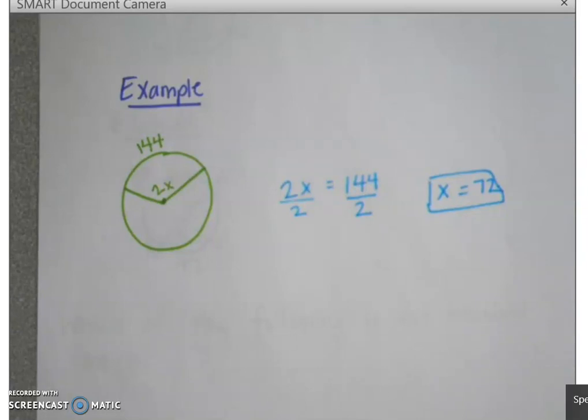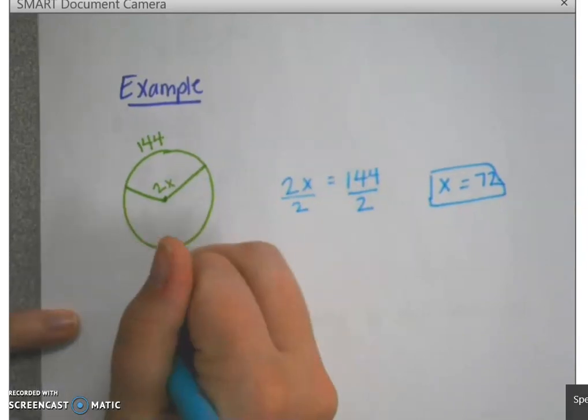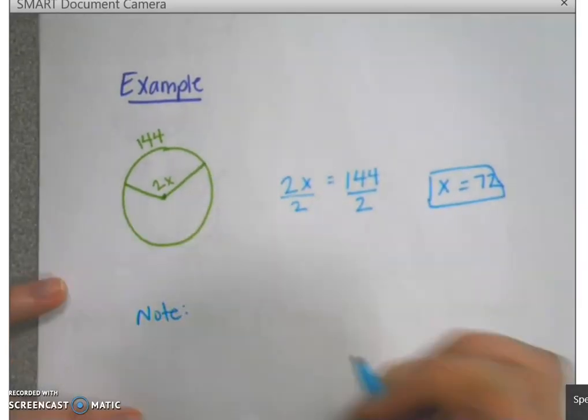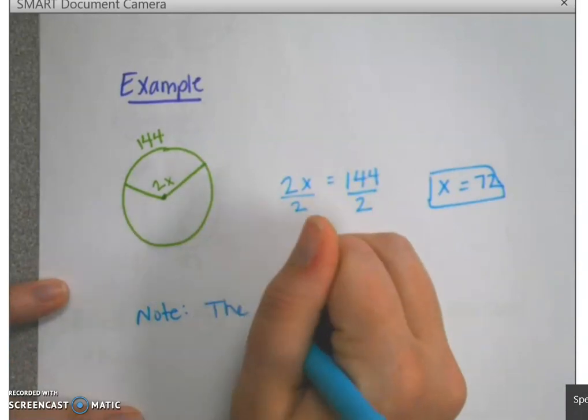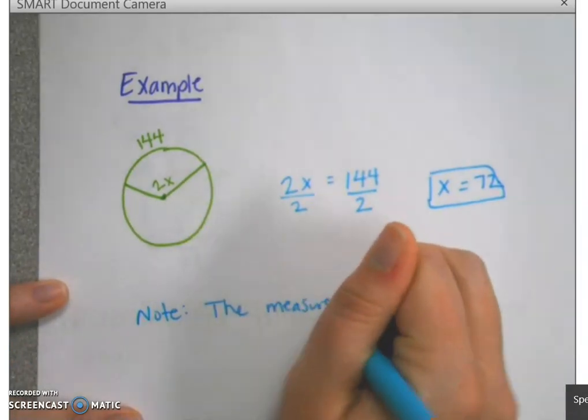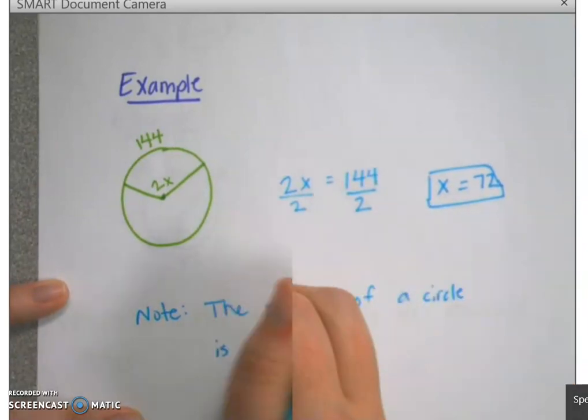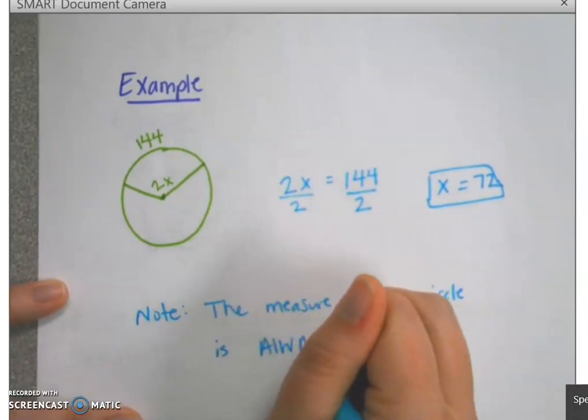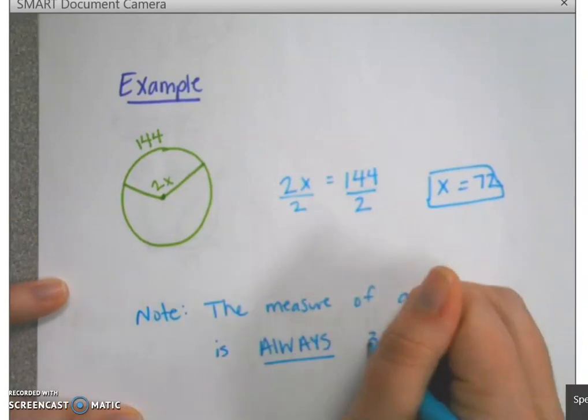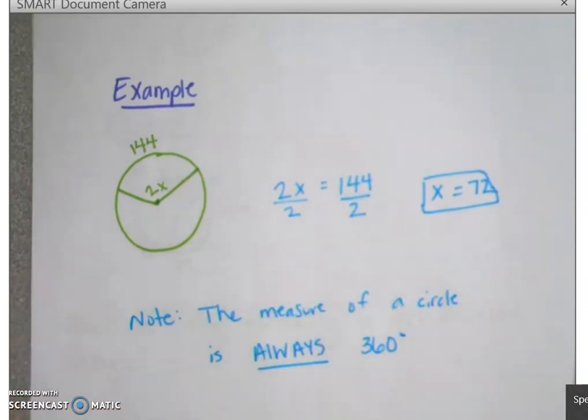Now something I also need you to keep in mind, so we're going to note this. This was also in your vocab, but just in case you forgot, the measure of a circle is always 360 degrees. Doesn't matter how big that circle is, it is always 360.